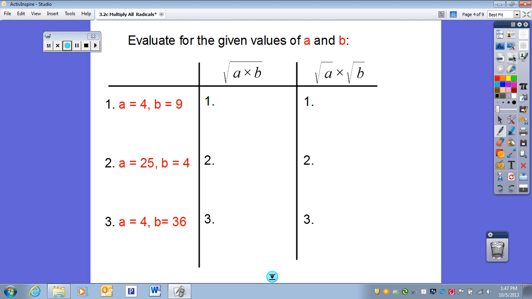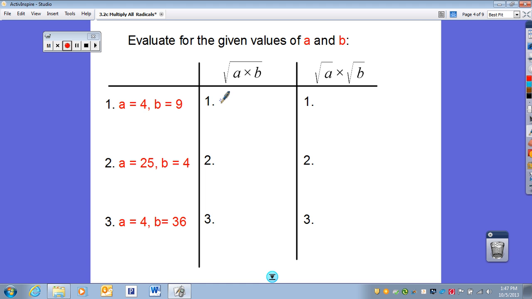Evaluate for the given values of A and B. So if I have two numbers that are under the radical, A times B, I can take 4 times 9, and that's going to be the square root of 36. Because both numbers are under the radical, I can multiply them together, and that's going to be 6. In this example, I have the square root of 4 times the square root of 9, and I can take the square root of 4, which is 2, and the square root of 9, which is 3. I can take the square root of them first, and then multiply them together, and I'm going to get the same answer.